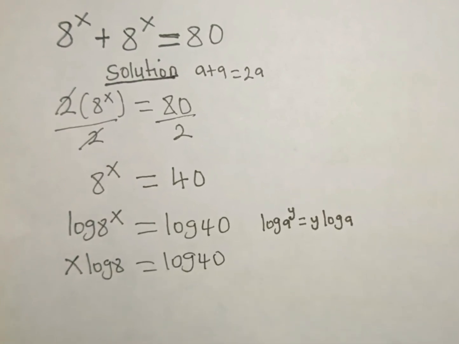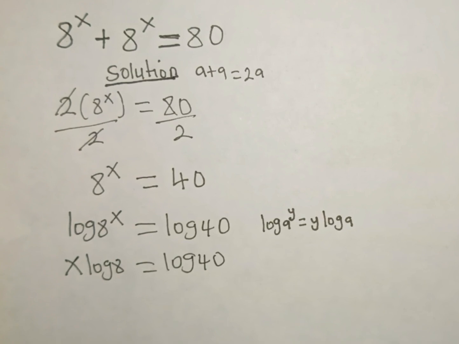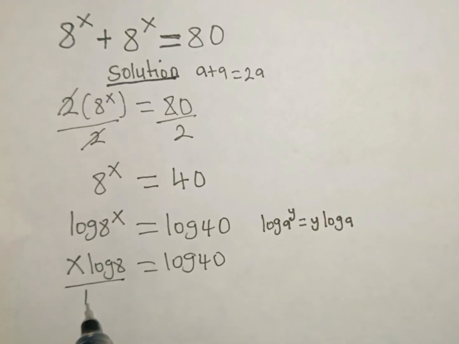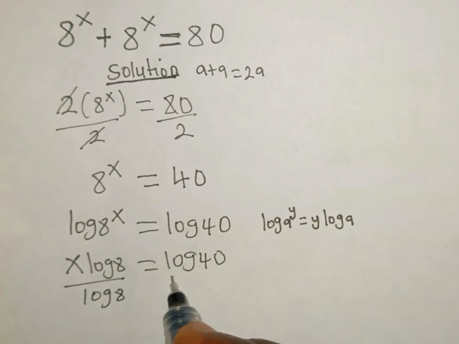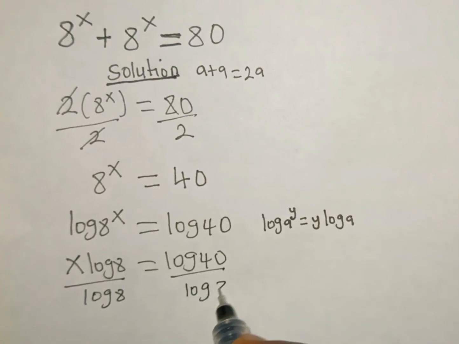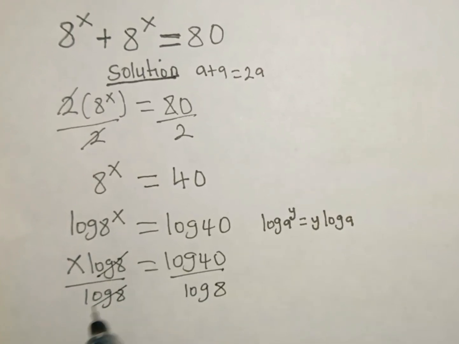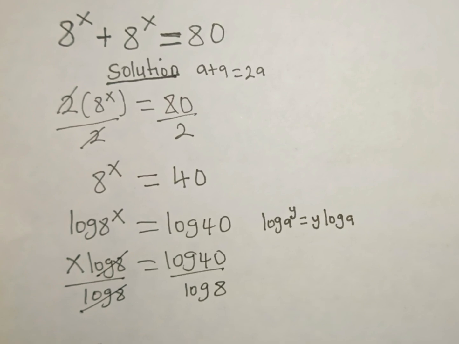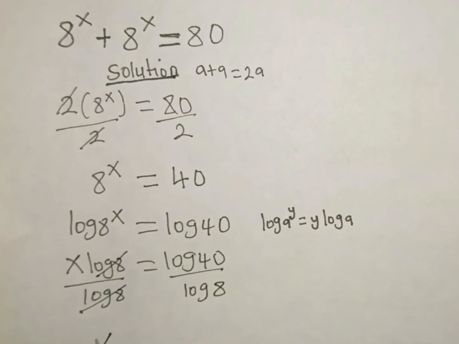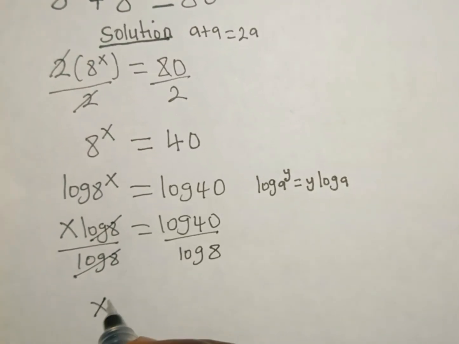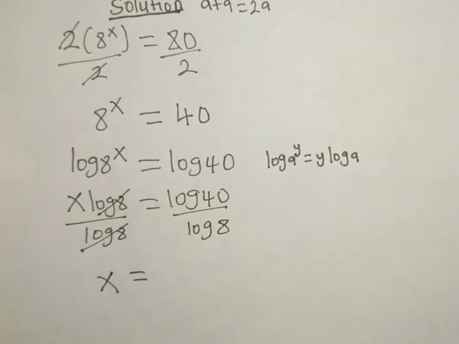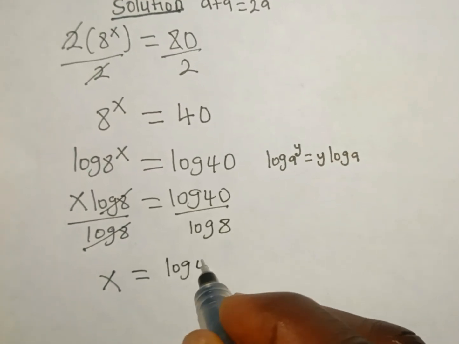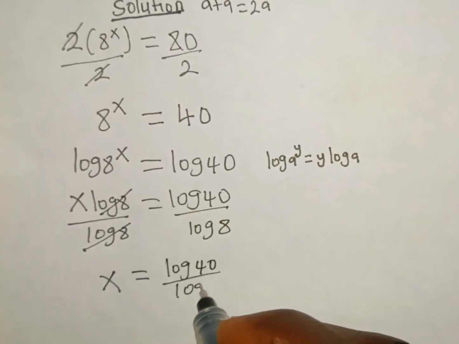Now remember, we are looking for the value of x. We're going to divide both sides by the coefficient of x, which is log 8. So we divide the left hand side by log of 8 and also the right hand side by log of 8, so that this log 8 is going to cancel this log 8. On the left hand side, we are left with only x, which is equal to log of 40 over log of 8.